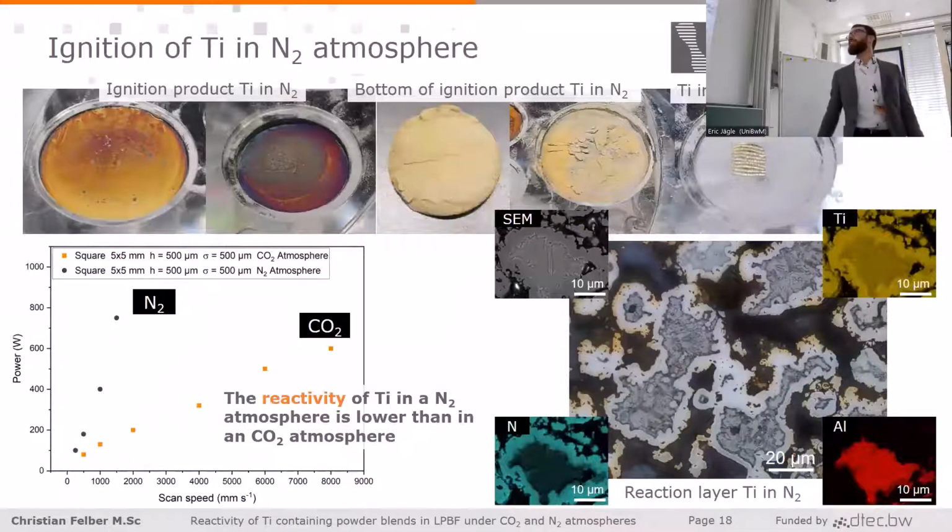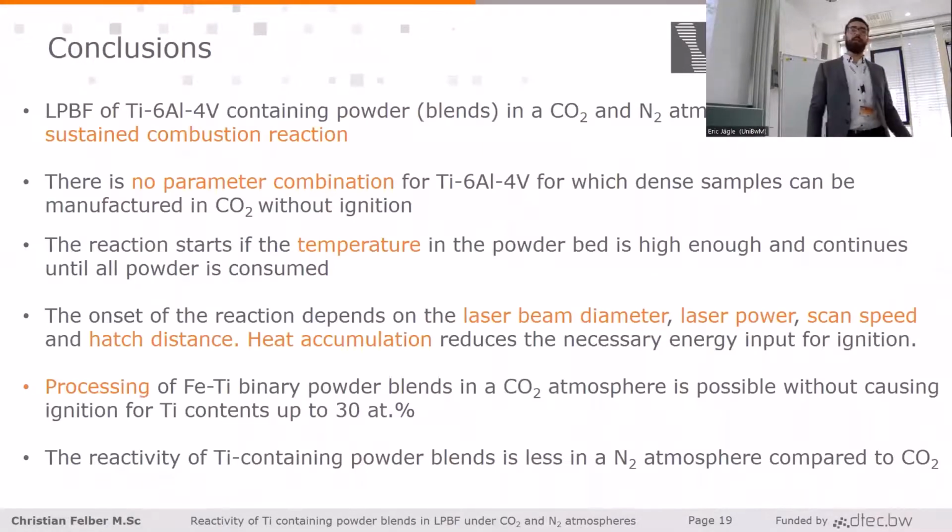You can see even more colorful ignition products. You can see on the backside of the ignition products the golden color of titanium nitride. But the more interesting thing is if we compare CO2 and N2 atmosphere. And what we learn is that titanium powder is not as reactive in nitrogen as it is in CO2, which is also very important information for my future projects. So let me conclude my results.